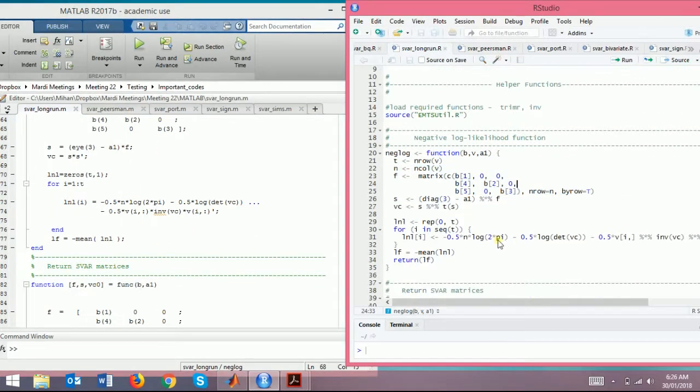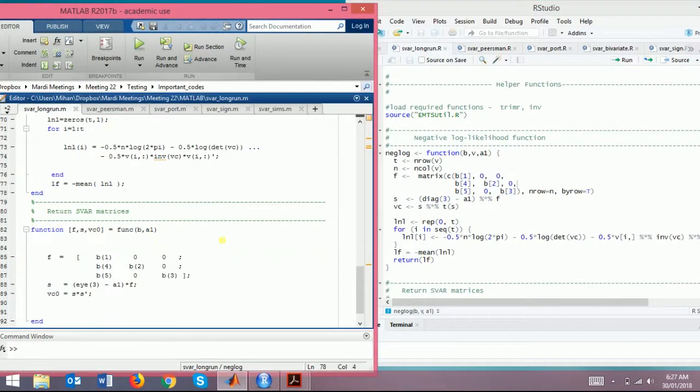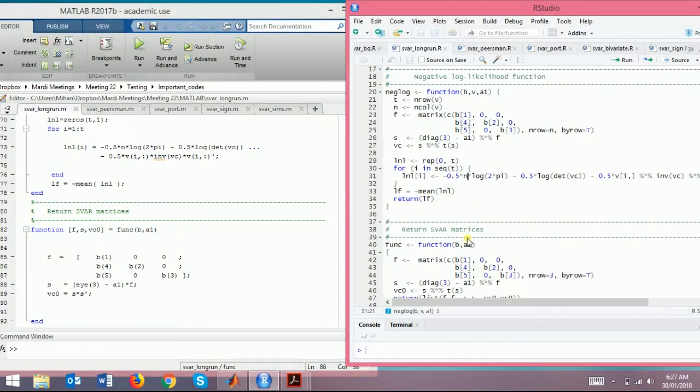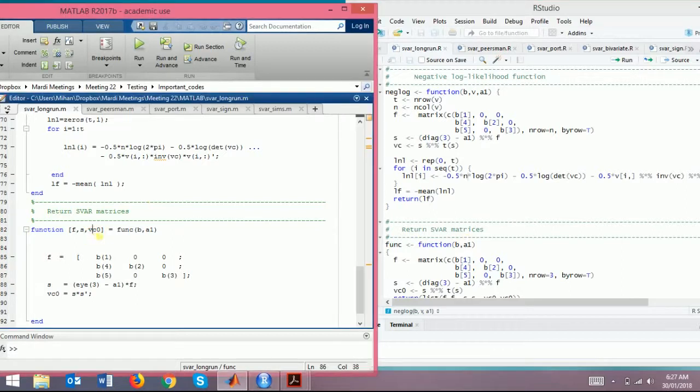Then we call for the log likelihood function. So diagonal 3 gives you the identity matrix. Diagonal 3 minus A1 into F, then we have omega, which is S S transpose. Then the log likelihood function is as before. The last one is column bind, and taking the SVAR matrices as well, just like before. Nothing changes except for what we want. We want F, we want S, and we want VC naught.